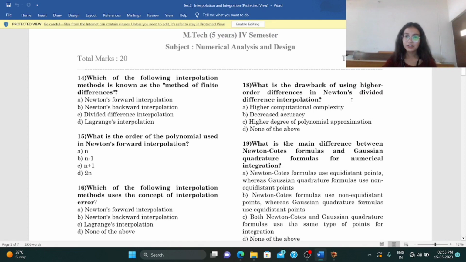Now question 18. What is the drawback of using higher order difference in Newton's divided difference interpolation? Option A. Higher computational complexity. B. Decreased accuracy. C. Higher degree of polynomial approximation. And D. None of them. And the correct answer is higher computational complexity.